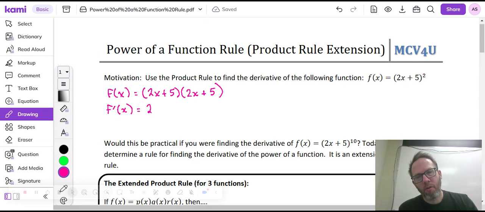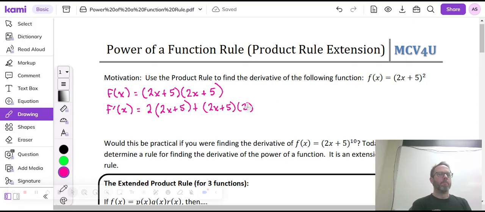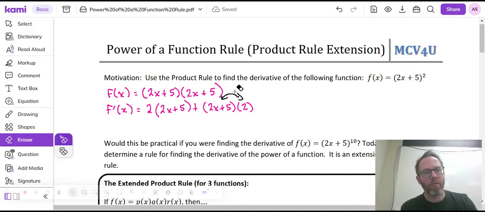Differentiate the first, leave the second, plus leave the first, and differentiate the second. I'll put the 2 in brackets on the end. Some people prefer to differentiate the first, leave the second, and then differentiate the second and leave the first. But just basically flip flop the order I have things in here, and that's totally fine. Personal preference. I think in the video lesson, without even thinking about it, I switched at least one time, but ultimately it doesn't matter. Just differentiate one at a time.